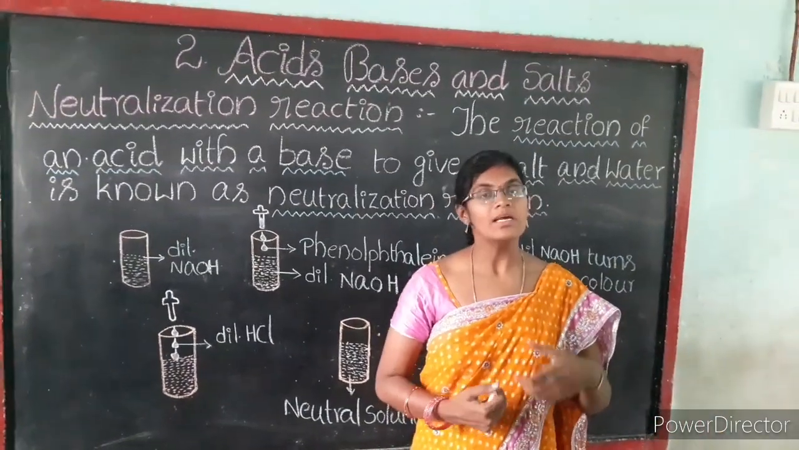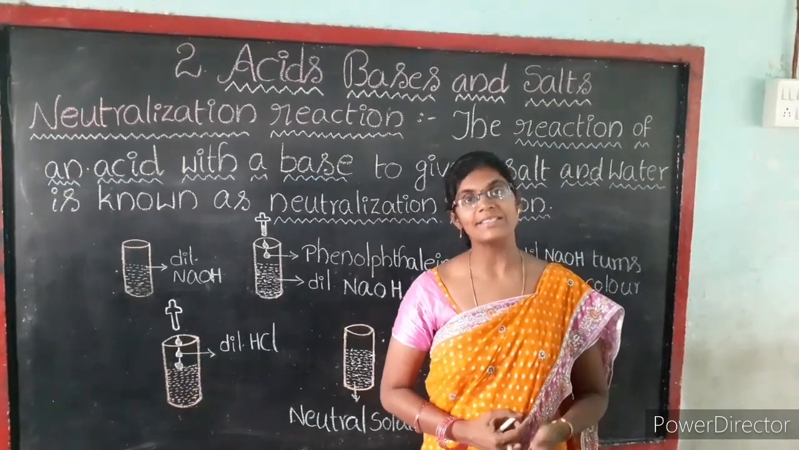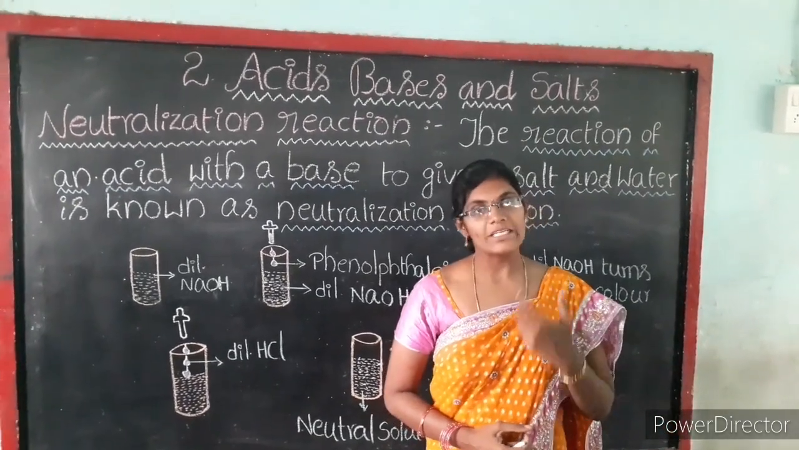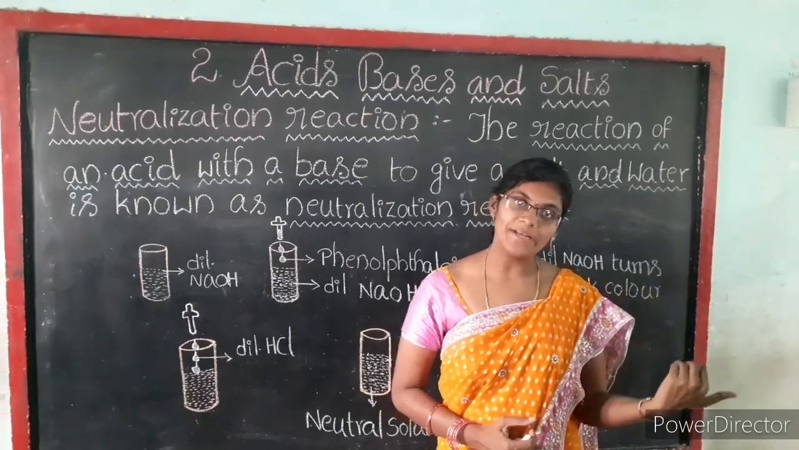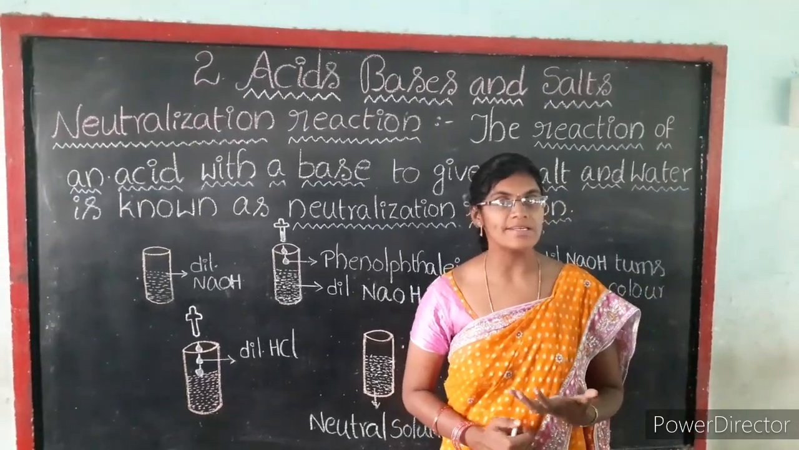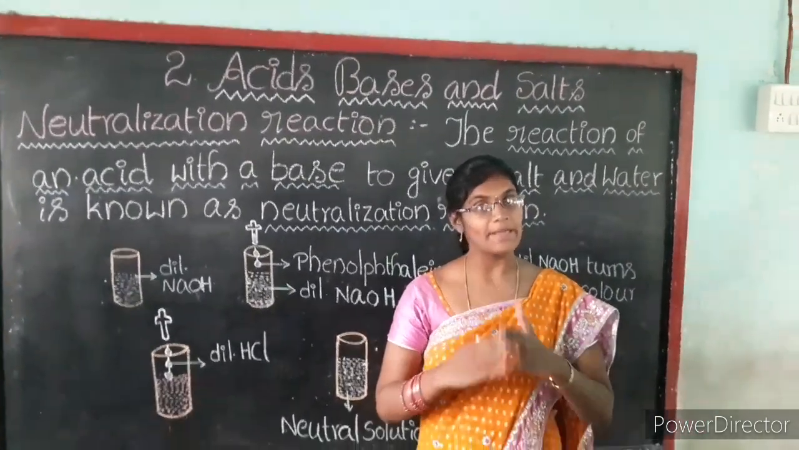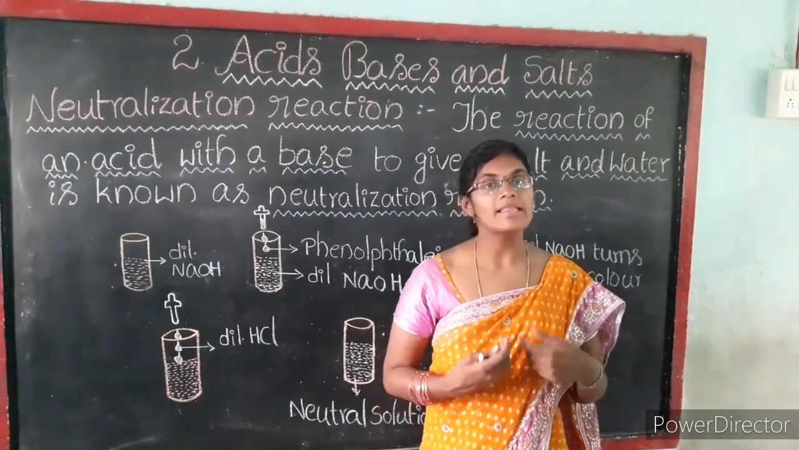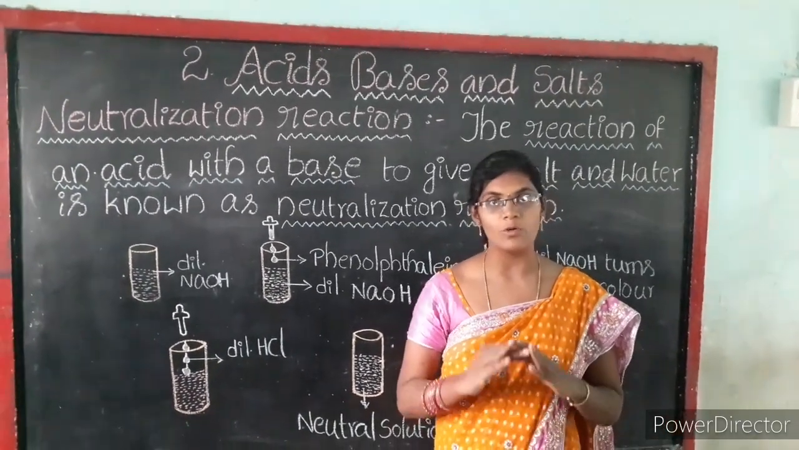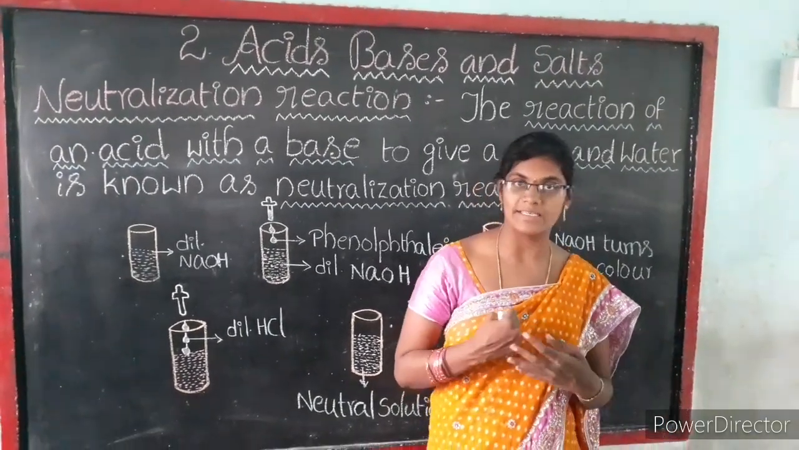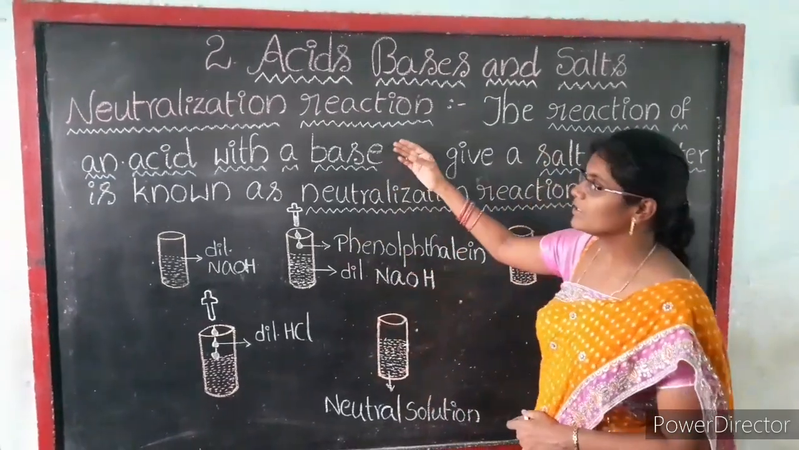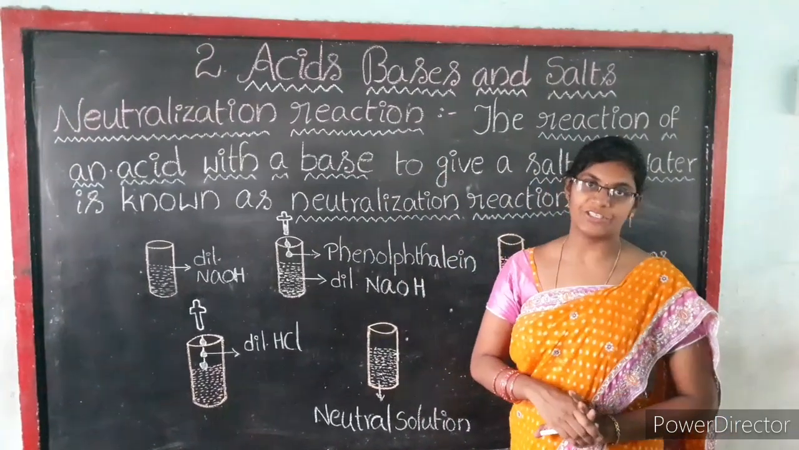Already we discussed the chemical properties of acids and bases. They are the reaction of acids and bases with metals, and the reaction of acids with metal carbonates and metal hydrogen carbonates. In this video, we are going to discuss some more chemical properties of acids and bases. In that, the first one is the neutralization reaction.